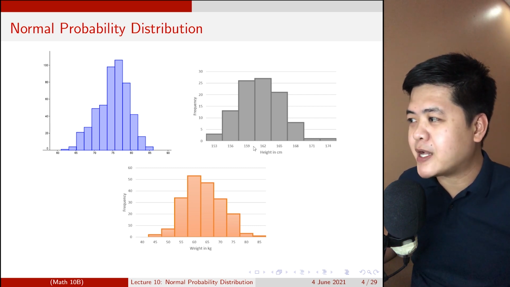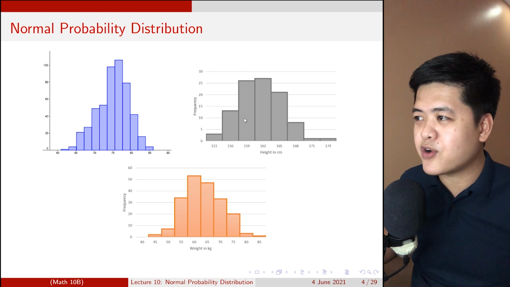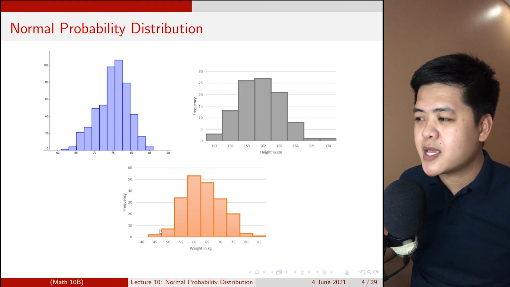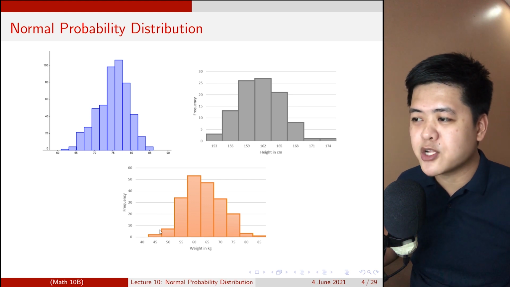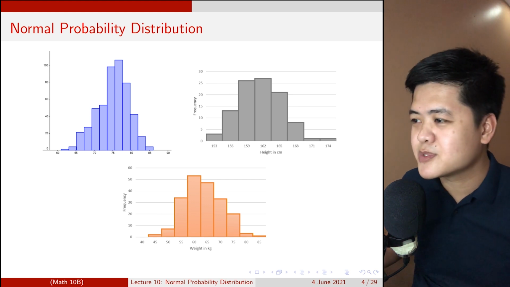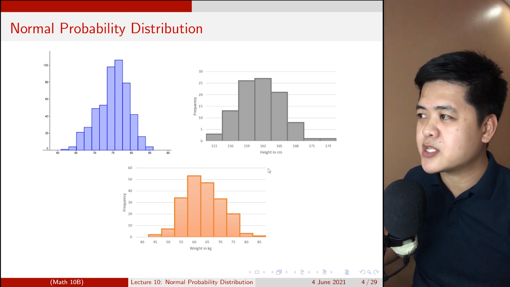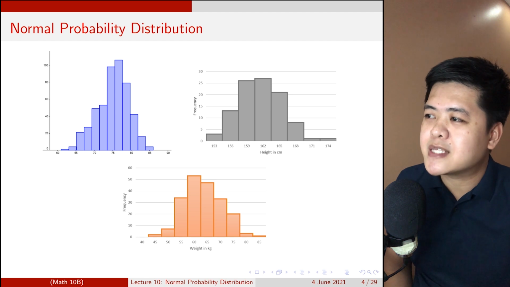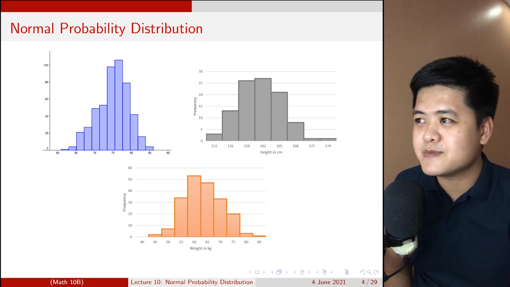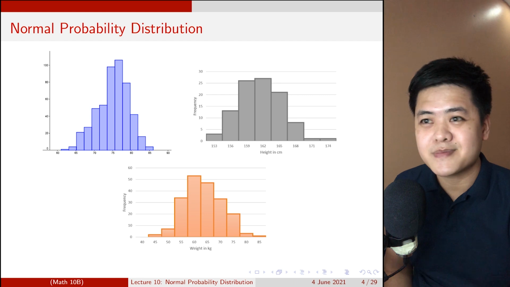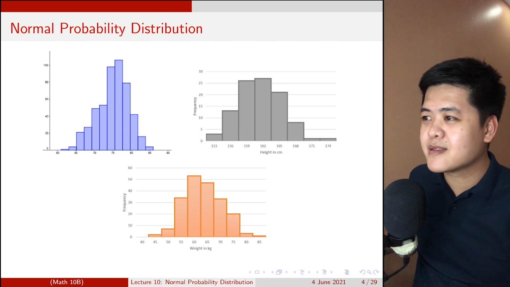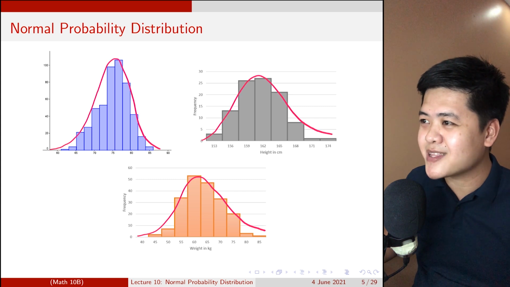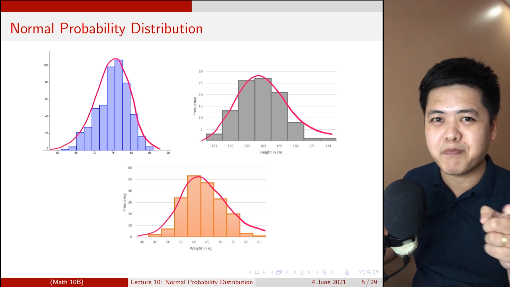Ito naman kabila, these are the heights of adult males in centimeters, and this one is the distribution of the weights of adult females in kilograms. 200 randomly selected, and for this one, 100 randomly selected males. The question is, ano yung napapansin nyo doon sa graphs nila? Well, actually, if you will notice, nilagyan ko siya ng ganito. Yan. Pansin nyo ba? Medyo pa ganun.